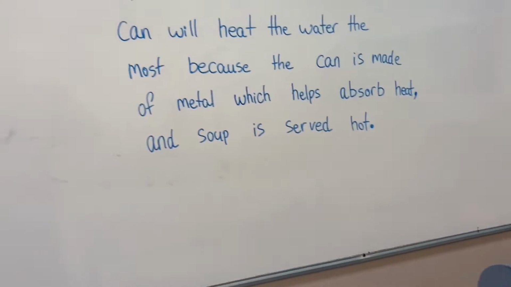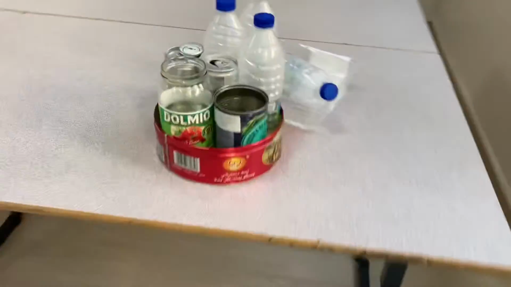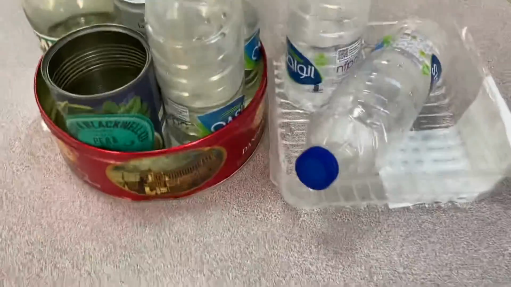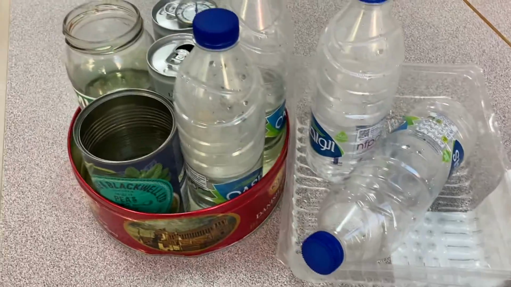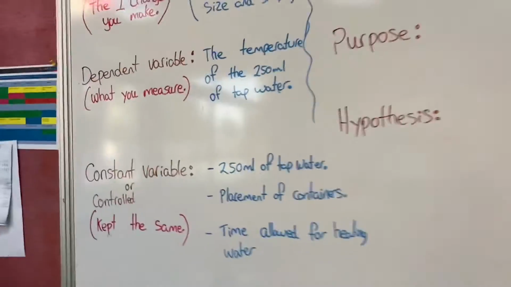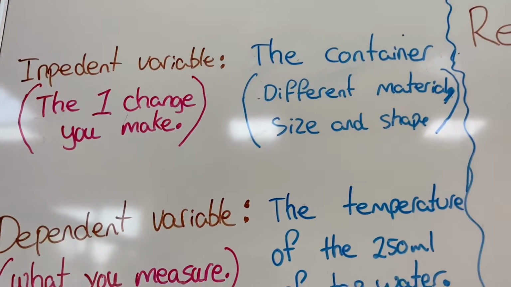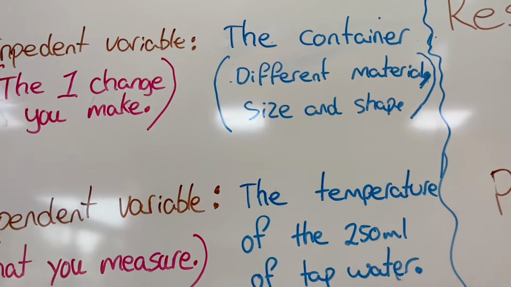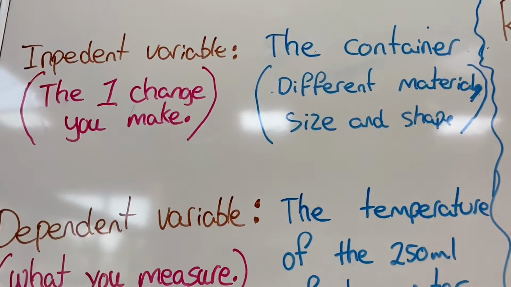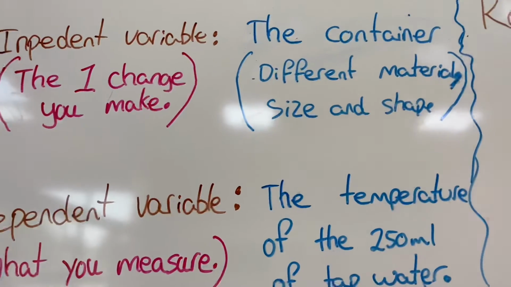All right, now the next thing I want to look at is these different materials. These are the sorts of ones I'm going to be using. So I've got metal, I've got plastic, I've got some with lids, some without lids. I've got some soda cans, I've got a glass jar. So the independent variable, which is the one change I would make, is the container itself. So it's made from a different material, the size of it and the shape of it. Some might have lids, some don't. So that's the one change. They're all different in some way.